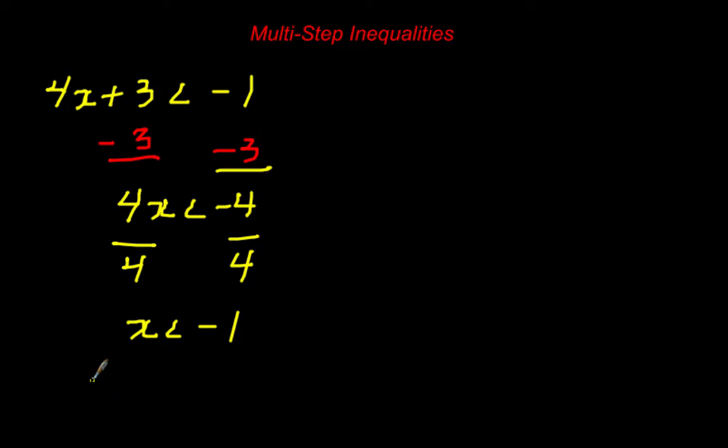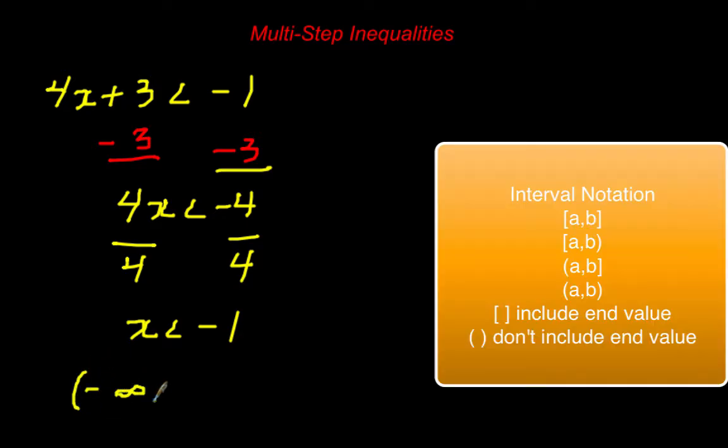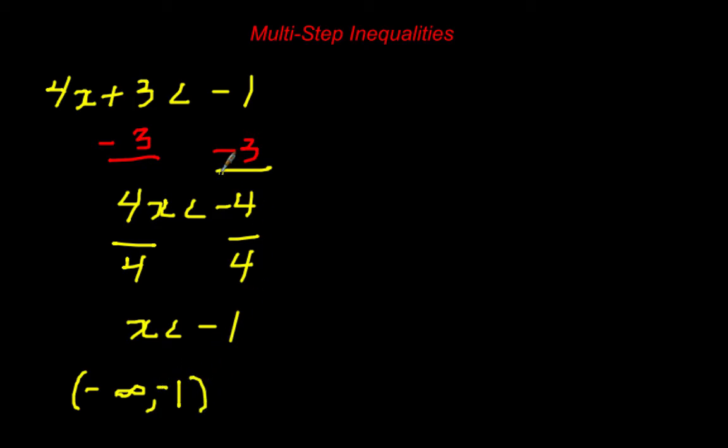In interval notation, you would have negative infinity, comma negative 1, and there'd be no brackets because you cannot include negative 1 here. Okay, so we didn't have to flip the inequality because we did not divide or multiply by a negative. So let's look at a second example here.